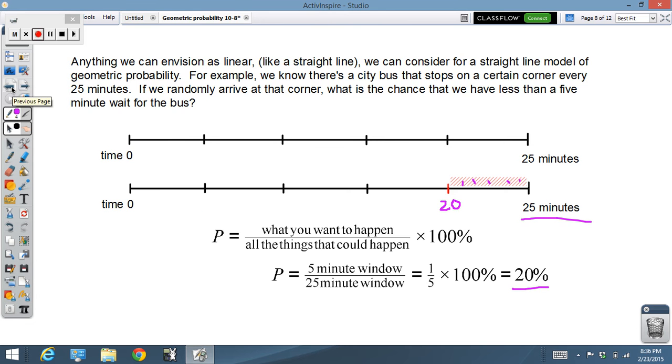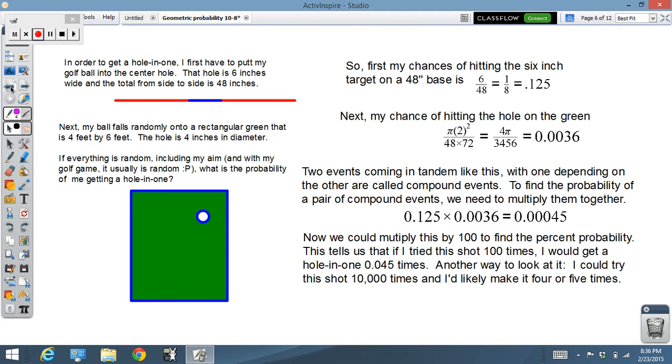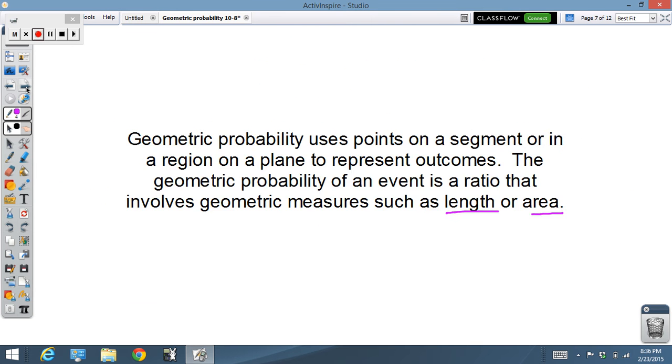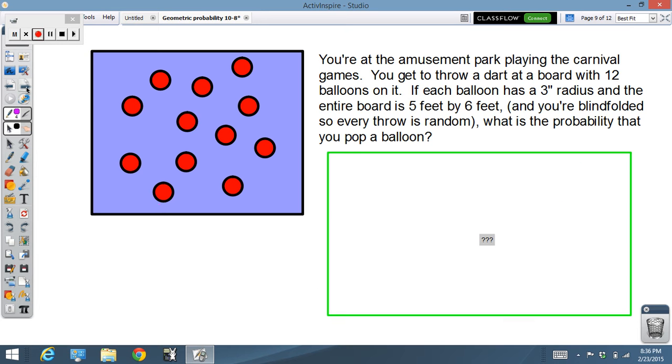Now the second part of our problem with the golf course involved areas. I need to know the good area, right, landing in the hole, compared to all the total area that could happen there. So let's look at another example that might use that.